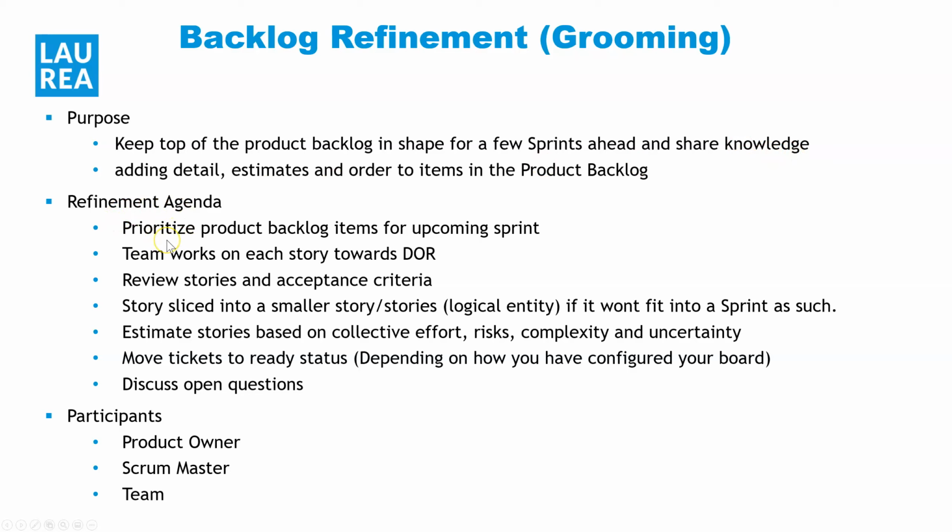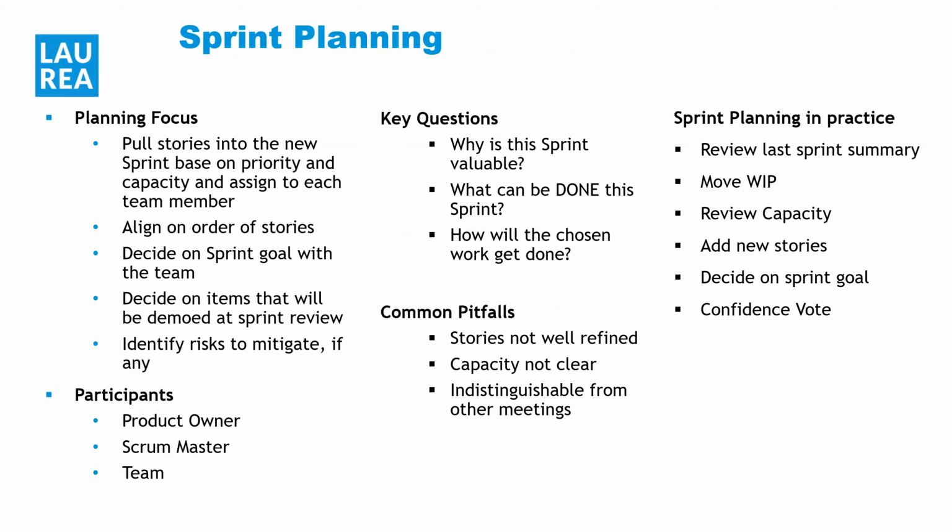So the agenda for this is to make sure that you put the backlog in priority order for the upcoming sprint. Team works on each story towards definition of ready. Review stories and acceptance criteria. We will be looking at this also as we go on. Stories slice. So if you have a bigger story, you can then slice it into small. You estimate the stories and take it back to ready status, depending on how your board has been configured. And of course, those who participate are the team, Scrum Master and the product owner.